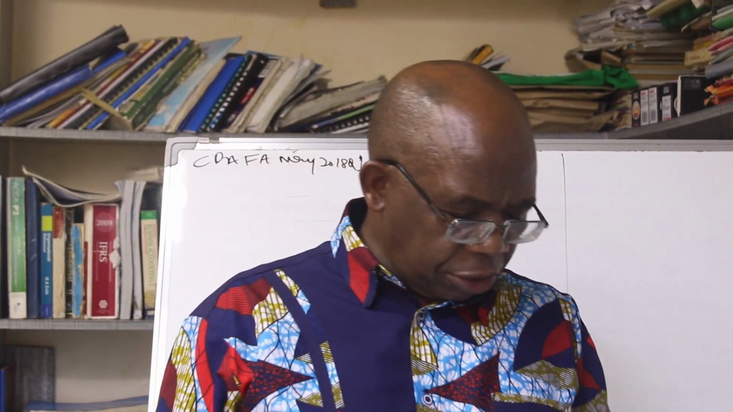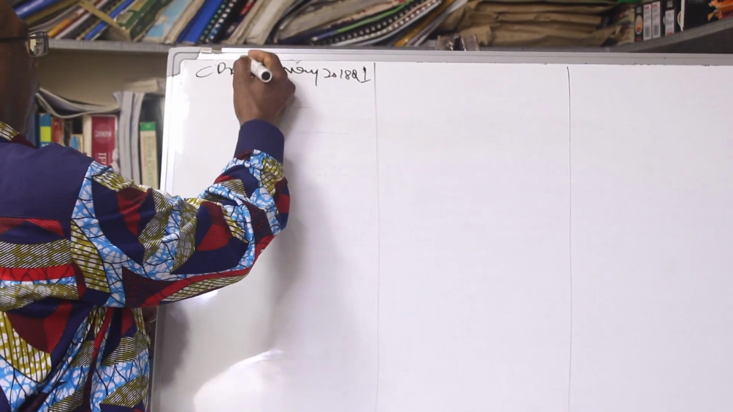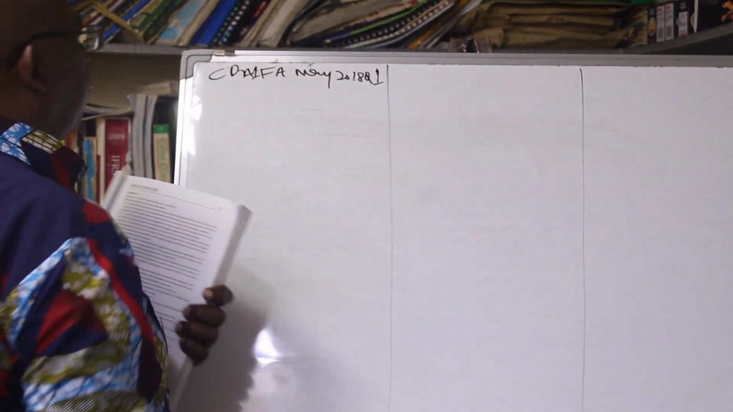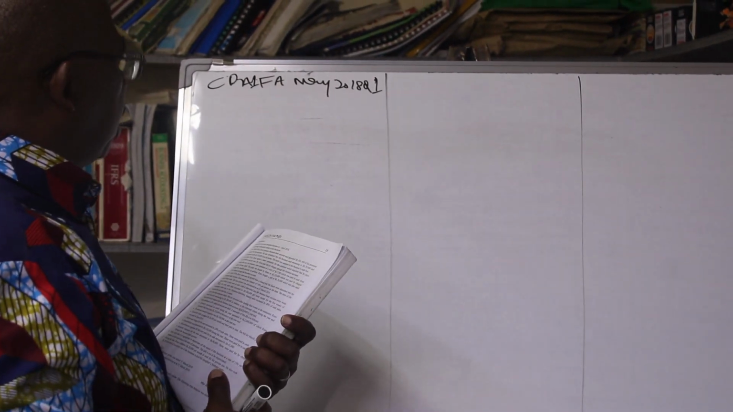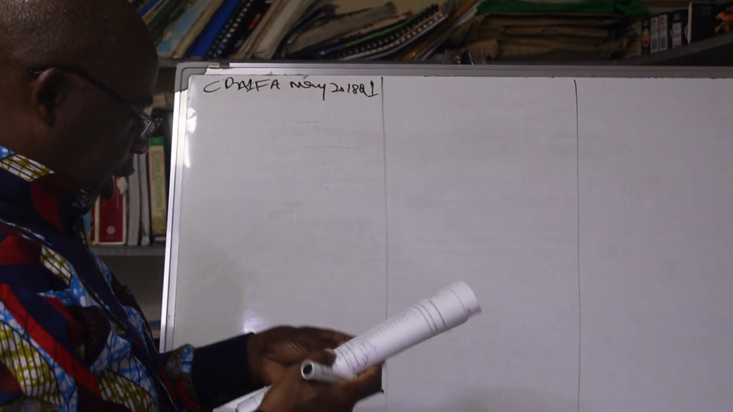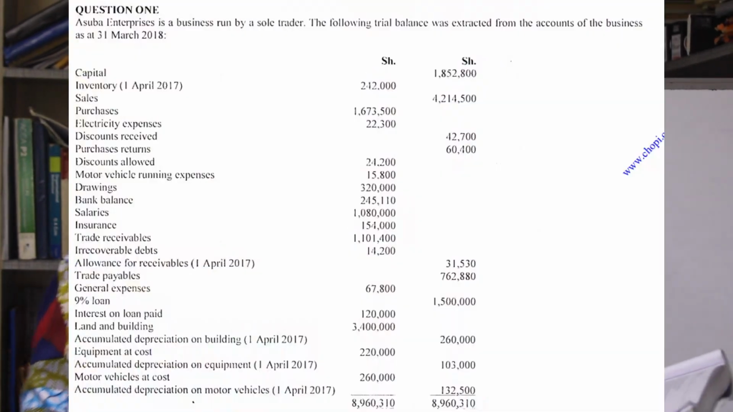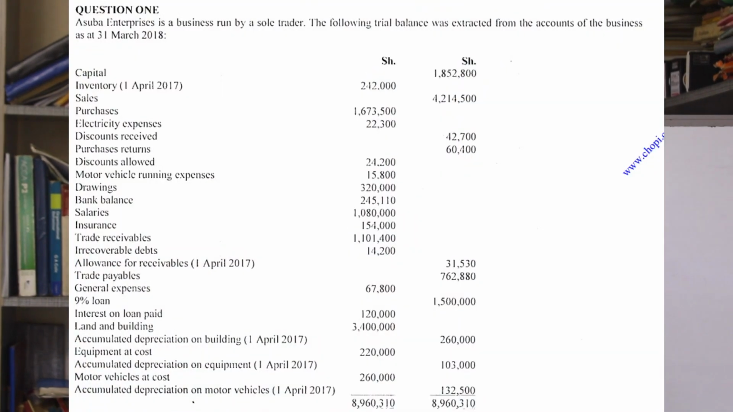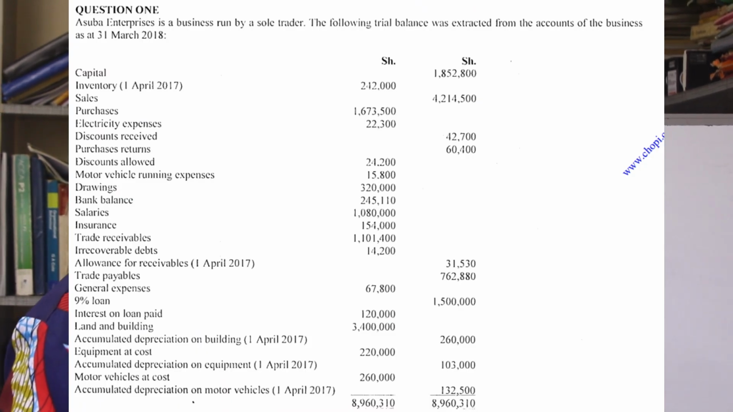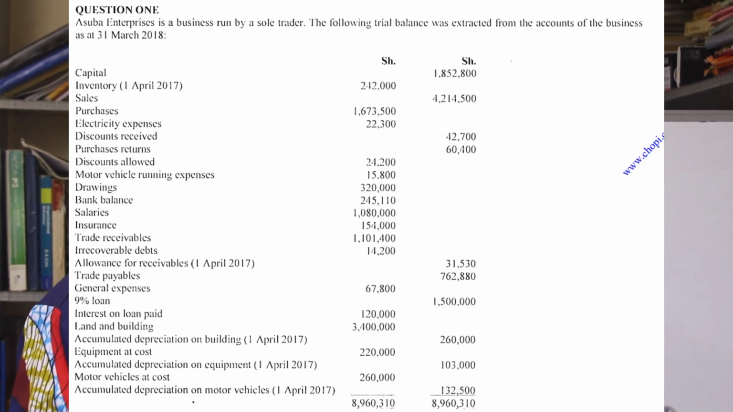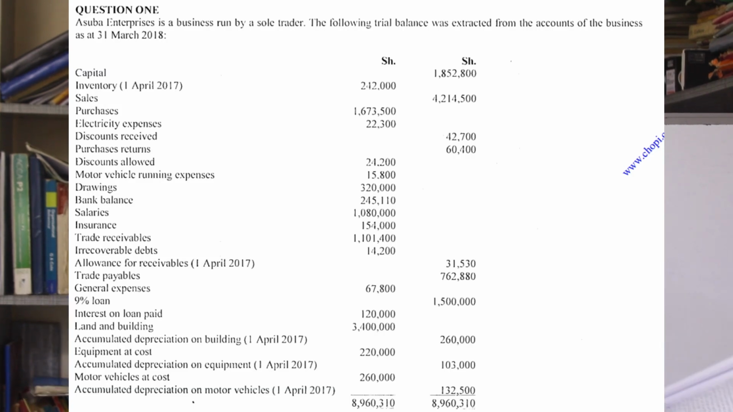Hello students. Once again, this is your tutor, Accounting Made Simple tutor, Samuel Muchai. And I want us to solve a question as CPA 1, CPA 1 Financial Accounting, May 2018, question 1. Now, the question reads, Asuba Enterprises is a business run by a sole trader. The following trial balance was extracted from the accounts of the business as of 31st of March 2018.